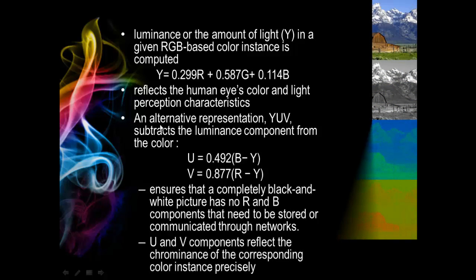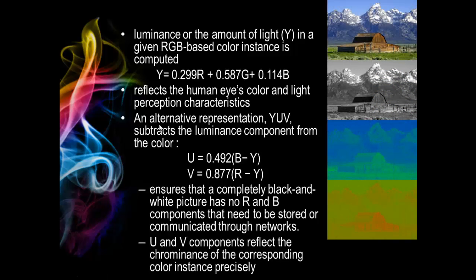Luminance, or the amount of light, Y, in a given RGB based color instance is computed as Y equals 0.299 red plus 0.587 green plus 0.114 blue. It reflects the human eye's color and light perception characteristics. An alternative representation is YUV, which subtracts the luminance component from the color, U and V as shown. It ensures that a completely black and white picture has no U and V components that need to be stored or communicated through networks. U and V components reflect the prominence of the corresponding color instance precisely.